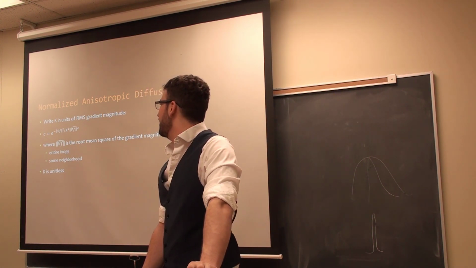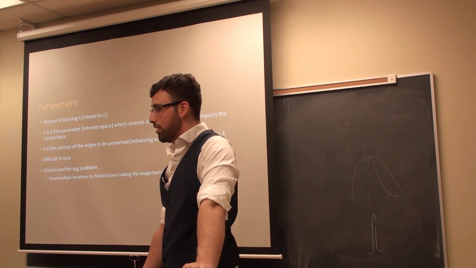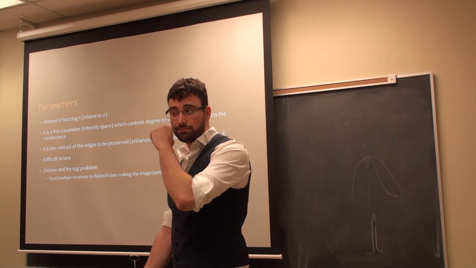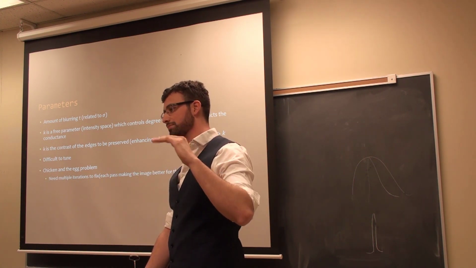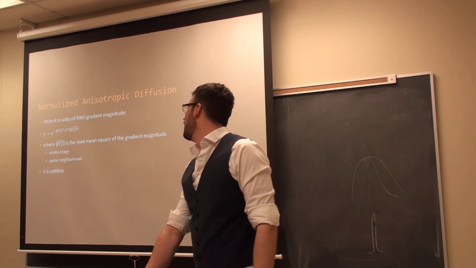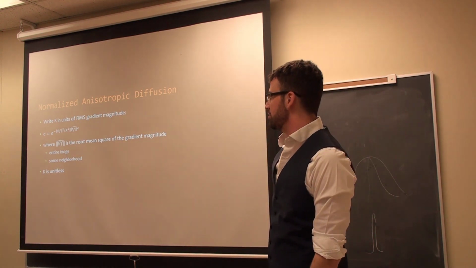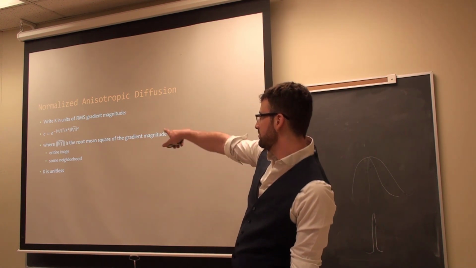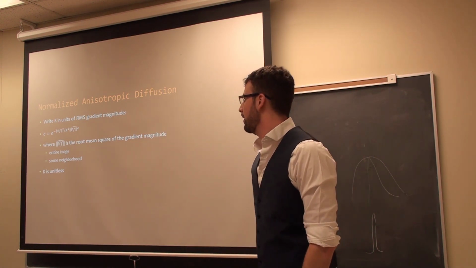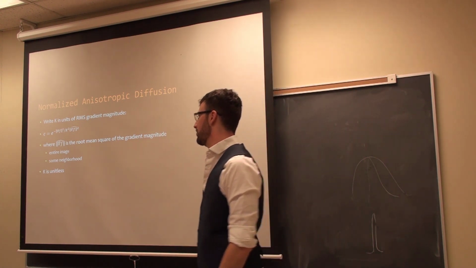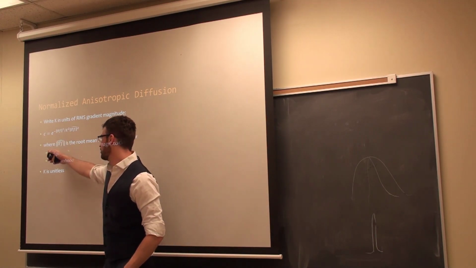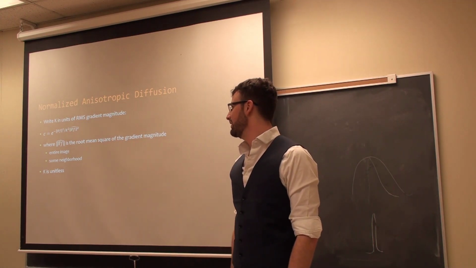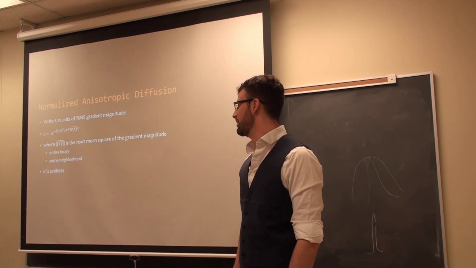Congratulations. So what we just went over were the parameters. We talked about the chicken and the egg problem. The gradient stays the same, so we're going to write K as a unit of root mean squared. So my conductance is equal to E to the minus, right? Where this new thing right here, the normalization, is the root mean squared of the gradient magnitude over the entire image or some neighborhood.